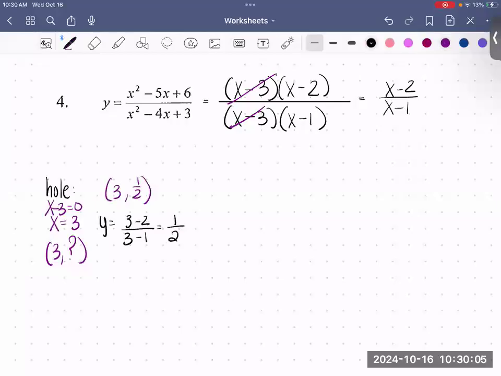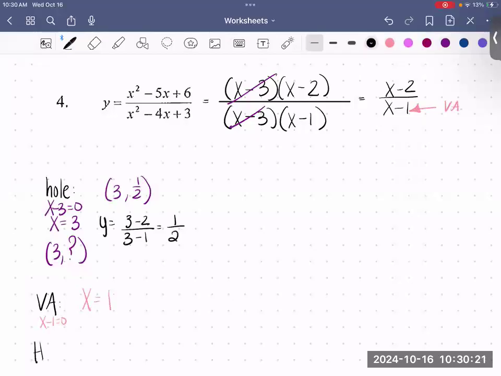Here we go. Let's take a look at your vertical asymptote. Your vertical asymptote is anything that's left over in the denominator. So vertical asymptote at x minus 1 is equal to 0. So at x is equal to +1 here.